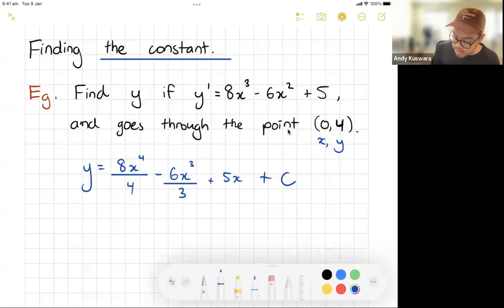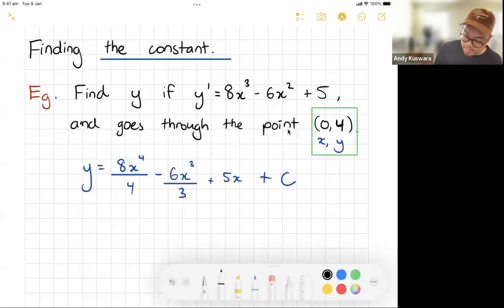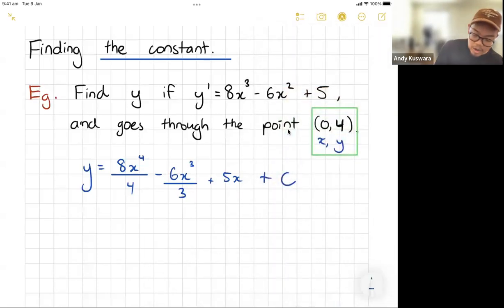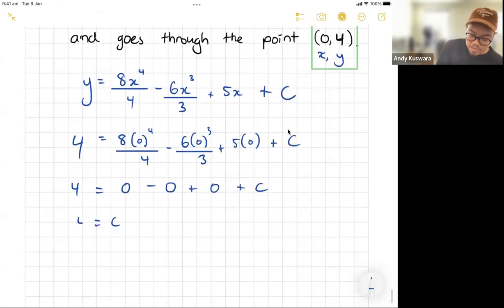Okay, now to find this plus c, I'm actually going to use this point that they've given us. And essentially what they're saying is when x equals 0, y equals 4. So let's see if we can sub it in now. So that means y equals 4 when x equals 0. Now, if you are a good math whiz, you'll notice that all these terms with x's get multiplied by 0 and turn into 0. So you'll see here that 4 equals 0 minus 0 plus 0 plus c. And so you can see here that c equals 4.